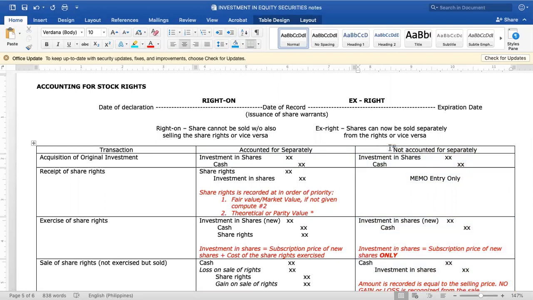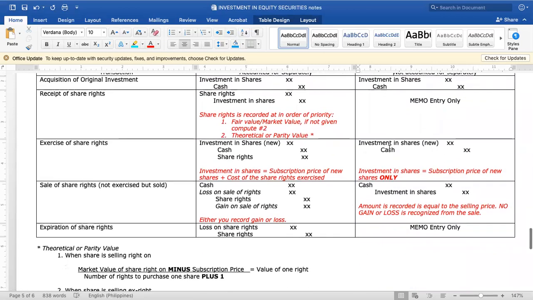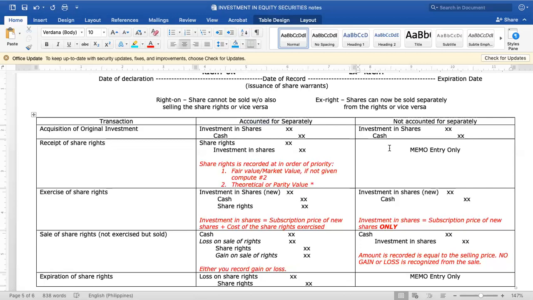So let's compare the difference between accounted for separately and not accounted for separately. Under accounted for separately, you can account for the shares and the rights separately. But under not accounted for separately, you cannot account for the shares and the rights separately. So it's an embedded derivative. According to IFRS 9, whatever the classification of the host contract, which is the shares, the same should be applied in accounting for the embedded derivative, which is the rights.